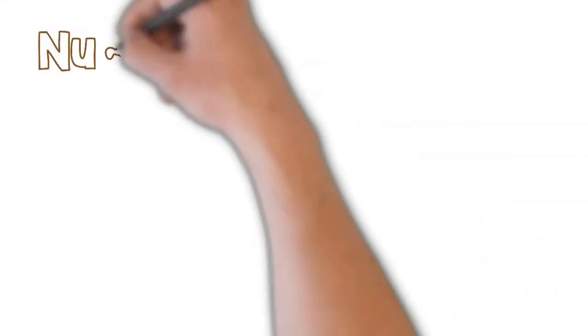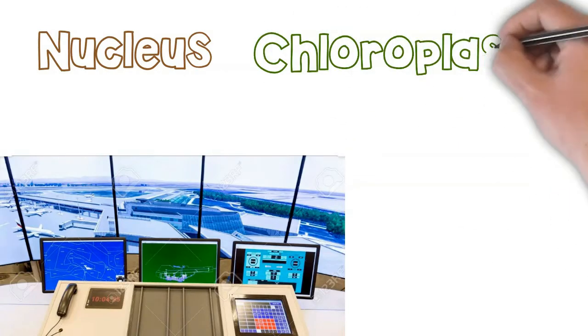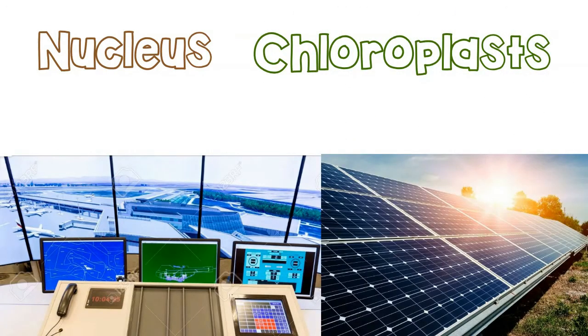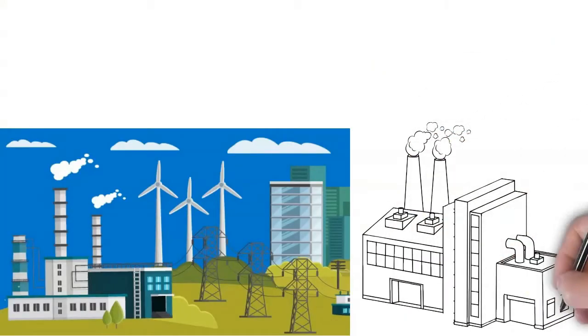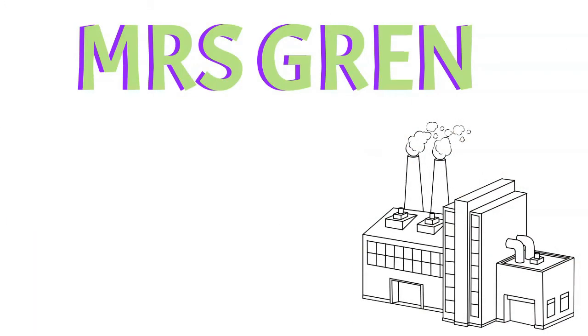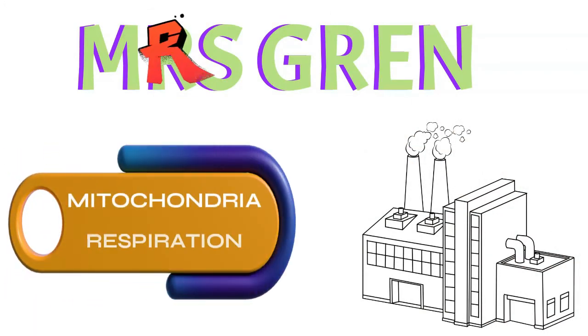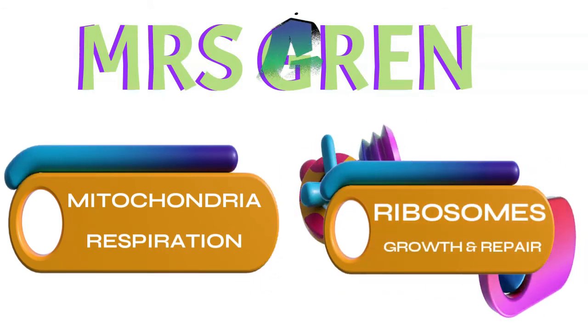If the nucleus is a control center, and in plant cells specifically, the chloroplasts act like solar panels, then cells require power stations and factories to carry out Mrs. Gren. The power stations are called mitochondria, and these carry out respiration. The factories are called ribosomes, and these carry out the growth and repair of cells.